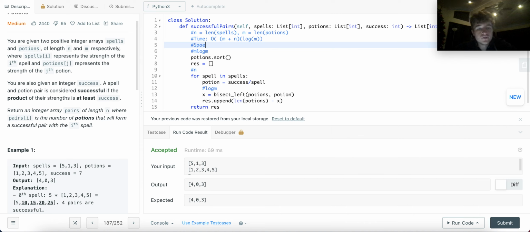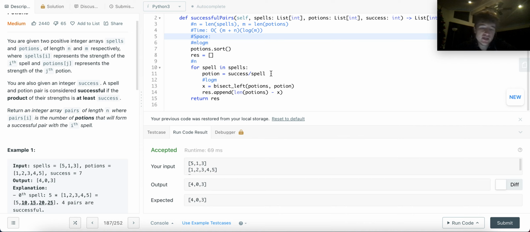Well, it's one of those problems where extra space could be an argument, but you sort potions. That could be done in constant space if you did an in-place heap sort, with still m log m runtime. But let's just say, for the sake of argument, that it doesn't really matter because we have to create this res array, and then we have to populate it with all the return values. So for n spells, we have to return n values. So this is going to be the size of n by the end no matter what. So that's big O of n space.